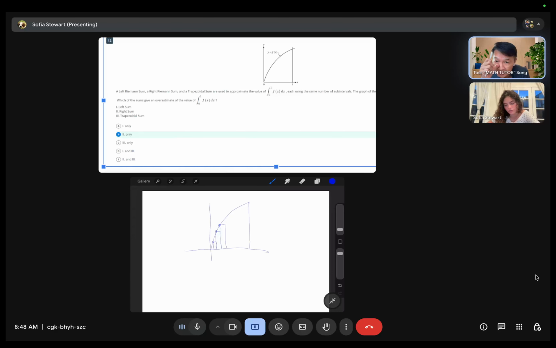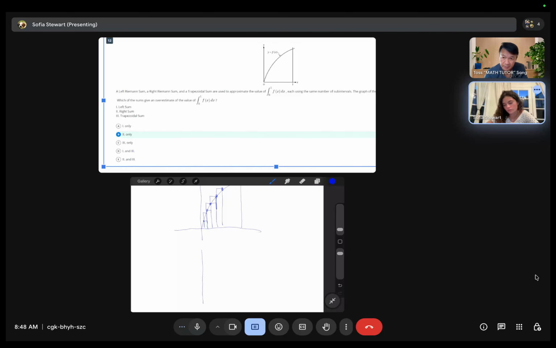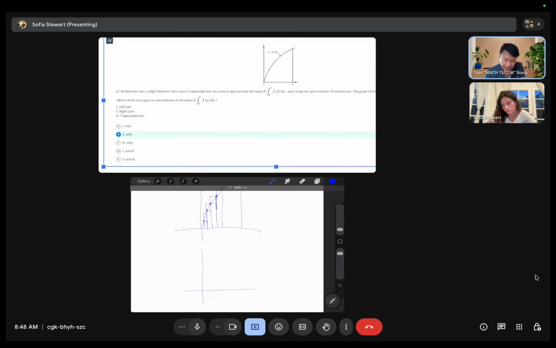But wait, let me show you the trapezoid. First, let me do the over. The over will look like this. It'll be the right hand, the right corner of a rectangle. Here's a right hand. That's the over. It has to be the opposite of the left, because the left is under. If you attempt to sketch it, you'll get it right away. But then you may ask, what about the trapezoid?